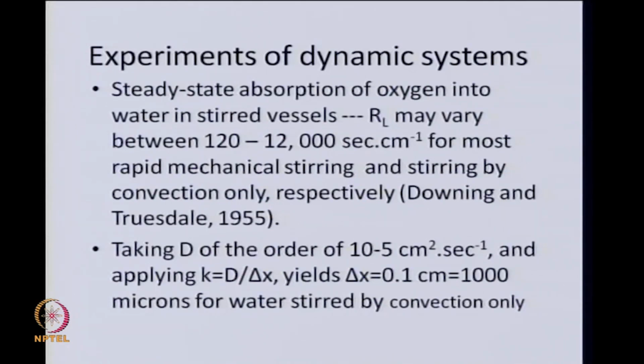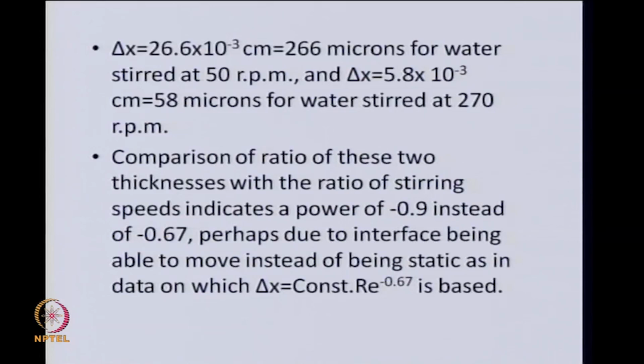Taking the diffusivity to be about 10 raised to minus 5 centimeter square per second and applying k equal to D by delta x, delta x works out to be about 1000 microns for water if it is not stirred. If you stir it at, let us say, about 50 rpm, that is the rate of stirring, this delta x reduces from 1000 to about 266 microns, and at about 270 rpm it further reduces to about 58 microns. So, you can see that as you increase the rate of stirring, the thickness of that layer, which could be identified as the film theory's film thickness, becomes smaller.